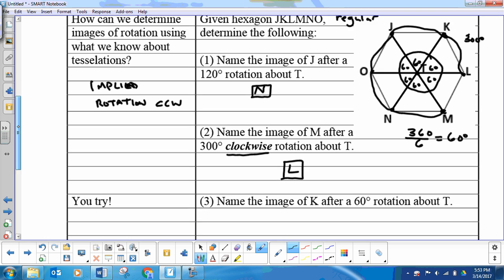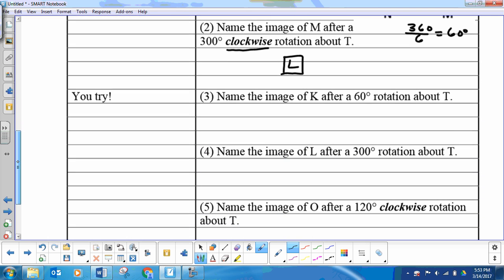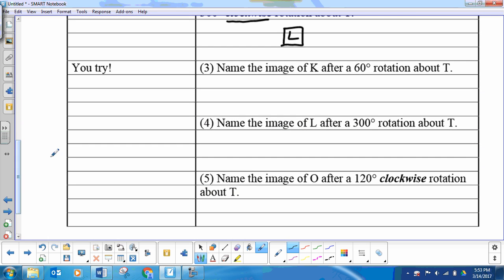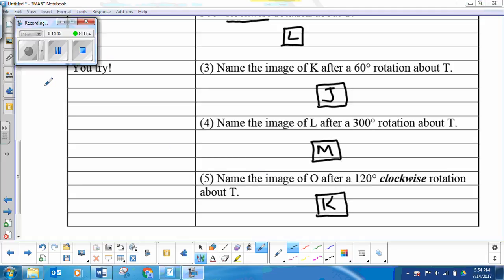All right, so you have 3 more I want you to work through. If you could go ahead and pause the video and then take a look and see how you did once you finish. All right, and you should have gotten the fact that J was the image of K after 60 degrees, M was the image of L after 300, and then K was O after 120 clockwise. If you didn't get those, raise your hand and we'll give you some help.